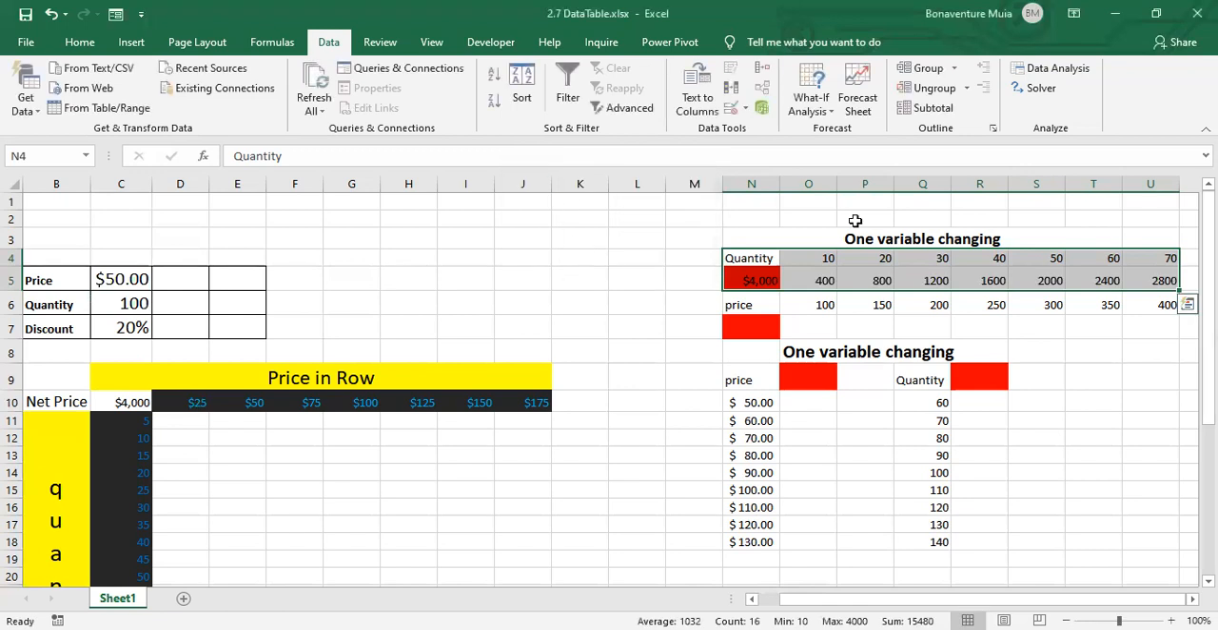Once you click OK, you're going to realize that the net price is populated for all the categories of quantity. So if you buy 10 items, the net price is going to be $400 at 20% discount. If you buy 20 items, then you're going to be paying 800 with this 20% discount. All that up to the 70 items, for which you'll pay 2,800 USD at a discount of 20%.